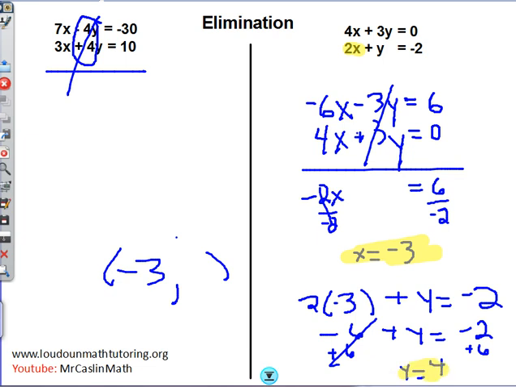Okay. Don't make your teacher hunt around for your answers. Summarize it for your teacher and say your solution to this system of equations is negative 3, 4. And I encourage you to plug those back in and double check your work on that.